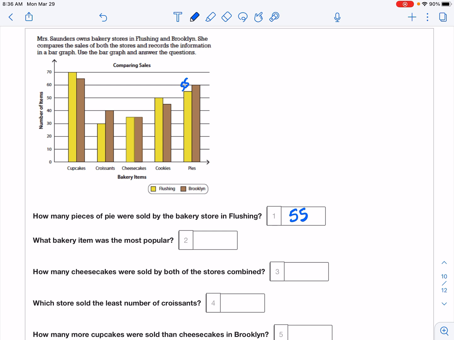What bakery item was the most popular? So we want to look for which one is the biggest. Looking at all of them, cupcakes look to be the most popular for both.